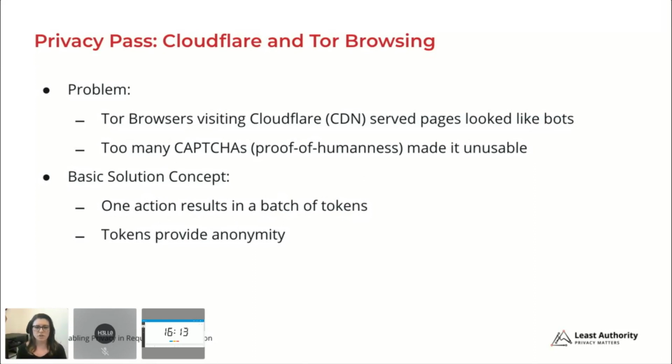So the basic solution concept was that they wanted to come up with a way for one action to result in a batch of tokens. So prove your humanness once and get a batch of tokens that allows you to trade those in. And then the tokens would also provide anonymity. This was a requirement because if you're using Tor browser, you also have the browsing anonymity. So they wanted to make sure that the tokens didn't give up that anonymity.